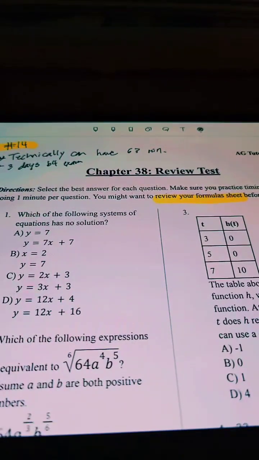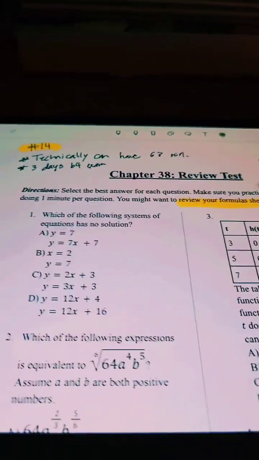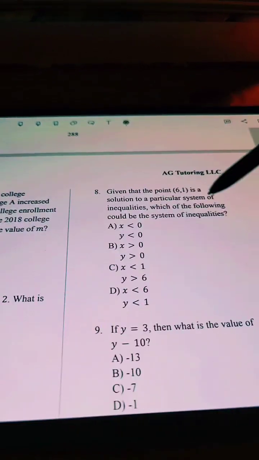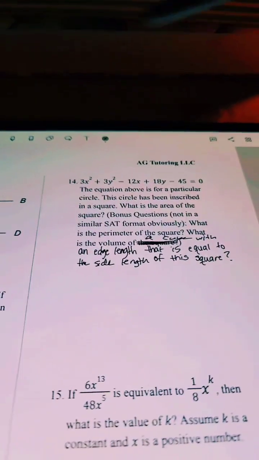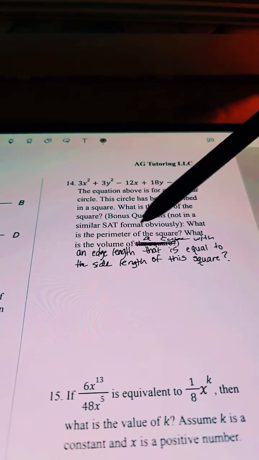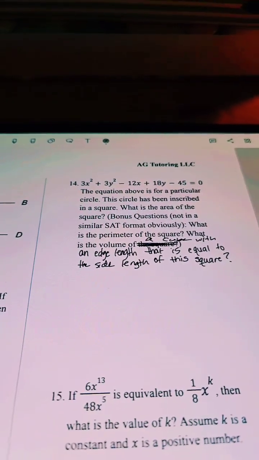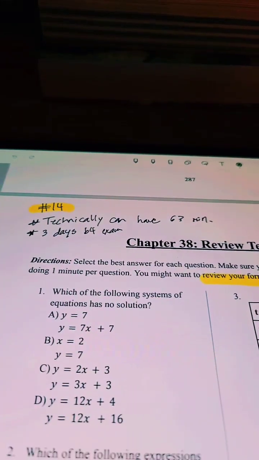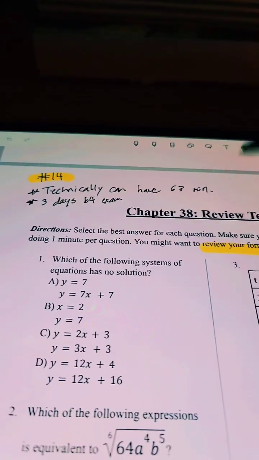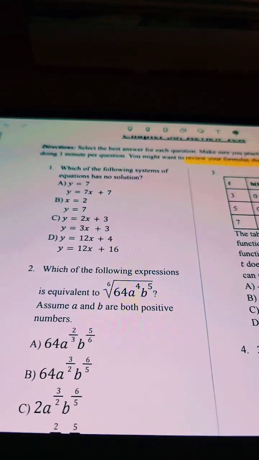Okay, so this is the review test for my digital SAT prep book for math. And just really quick before I get started, number 14 has a quick typo that I'm going to fix in the next 24 hours, but just in case you have a copy of this before then, it should say that you're looking for the volume of a cube with an edge length that is equal to the side length of this square. And then just remember, this is meant to be done 3 days before the exam, and technically you can have 63 minutes, but try to keep up the 1 minute per problem timing strategy.